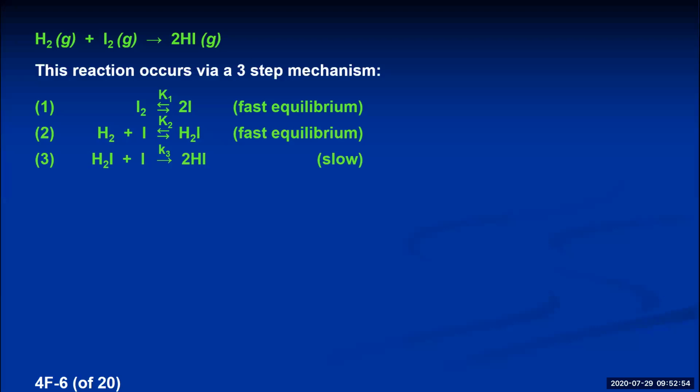To predict the rate law for this reaction, we focus in on the slowest step in the mechanism. And so the rate law will say rate will equal constant multiplied by the concentration of each reactant to their coefficient as a power.